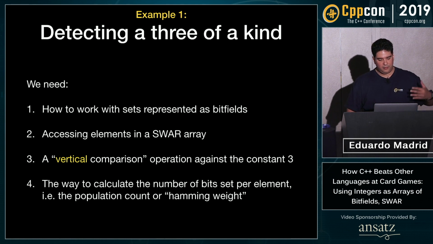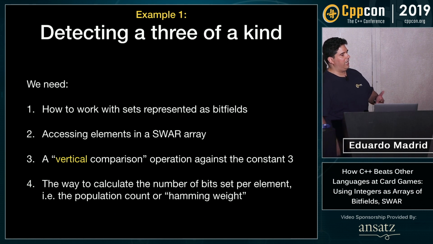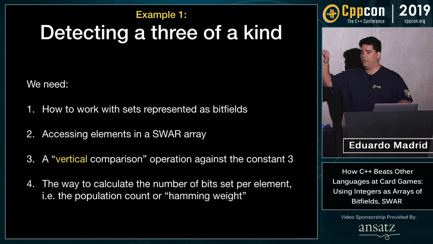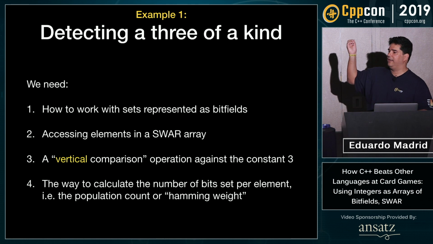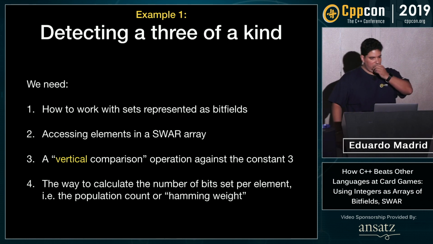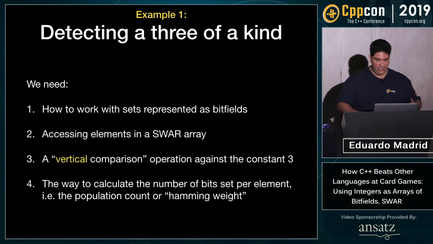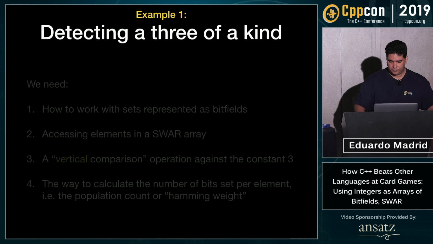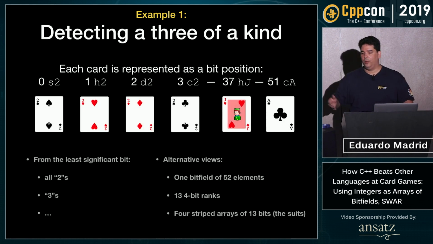How to work with sets represented as bitfields is the first one. Then we have to be able to isolate elements in the array. Remember that a SWAR is always an array. An operation to do a vertical comparison of the count of cards of a particular rank against the number 3, in this case. And the way to calculate the count of cards of a particular rank is the population count, or the Hamming weight. All right?